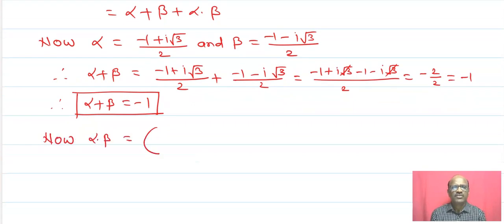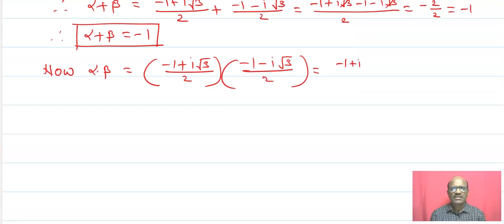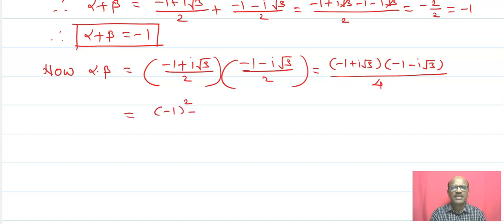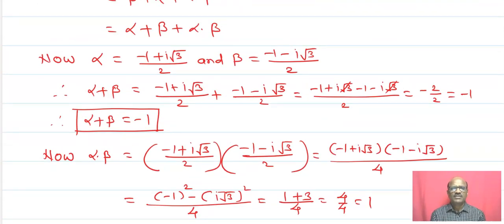Now, alpha into beta, that is a product: minus 1 plus i root 3 upon 2 into minus 1 minus i root 3 upon 2, that is equals to minus 1 minus i root 3 and minus 1 minus i root 3 upon 4, 2 into 2, 4. That is a minus 1 square minus i root 3 bracket square, and that is equals to 1 plus 3 upon 4, 4 upon 4, and that is equals to 1. That is alpha into beta is equals to 1.